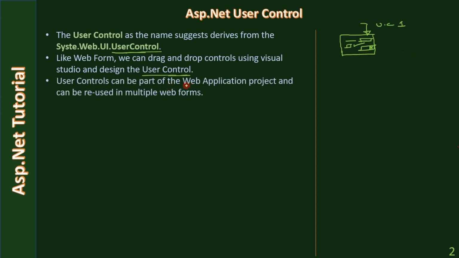A user control can be part of the web application project. So when you are creating your web application, just like a web form, the user control can be part of the web application project and can be reused in multiple web forms once created, right? So you have a project or solution, under which you may have a lot of web forms: WebForm1, WebForm2, WebForm3, and you can have one user control. Let's say UC1. So once this user control is created, you can use this in any number of web forms.